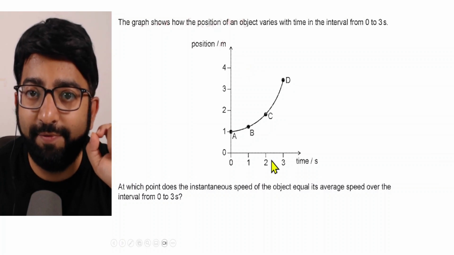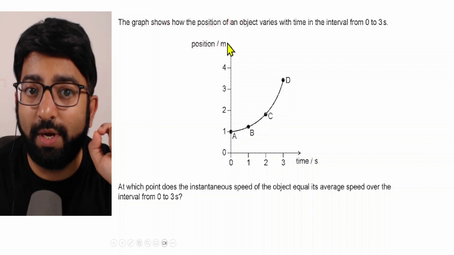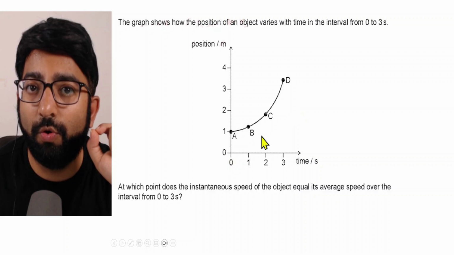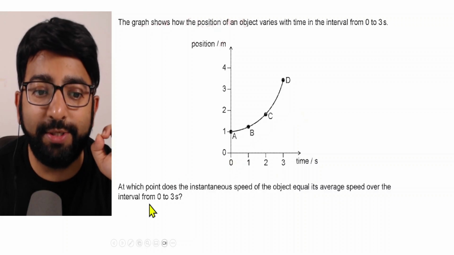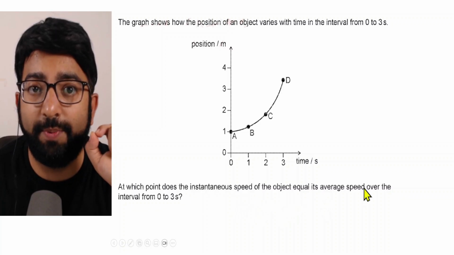In this question, a graph is given. The x-axis is time, the y-axis is position. So the graph shows how the position of an object varies with time in the time interval from 0 to 3 seconds. The question is, at which point does the instantaneous speed of the object equal the average speed?